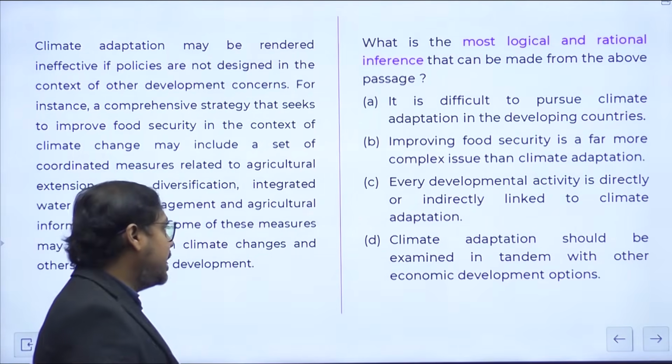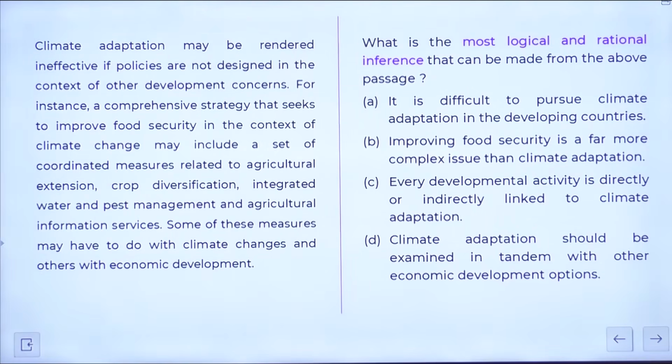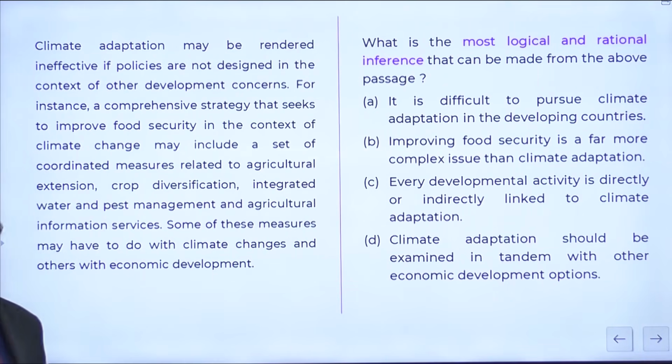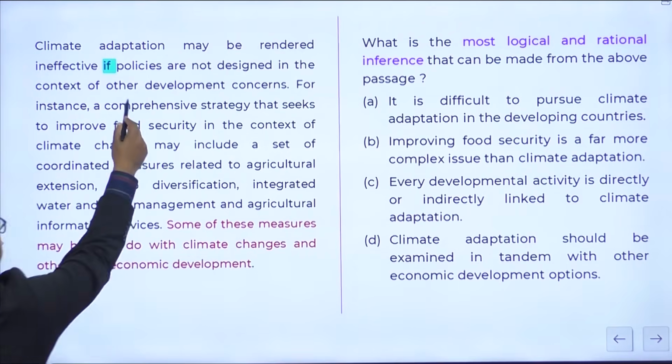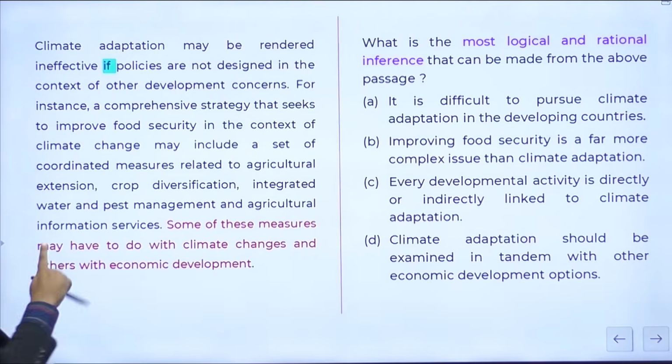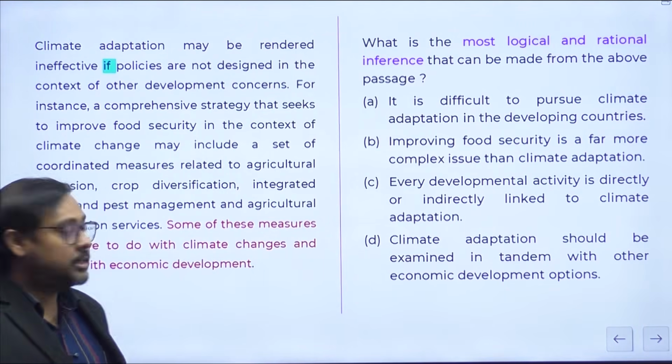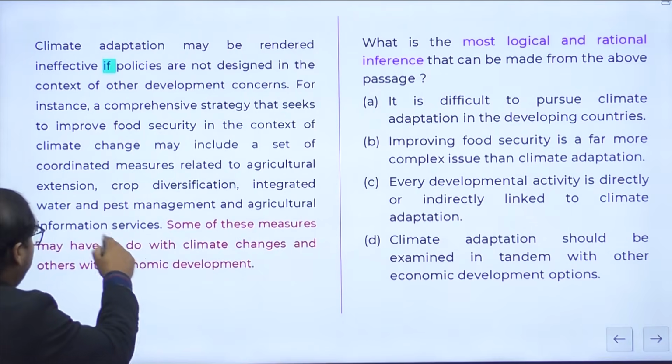Why is C incorrect? Every developmental activity is directly or indirectly linked to climate adaptation. What is the reason? Causality. Excellent. Now what I want you to do is, look, this is a very important word. Can you see this? Online guys, can you see this? Very light. Okay, no problem. What I want you to do is, for every passage you solve, do this exercise. You mark those, how it is ending.